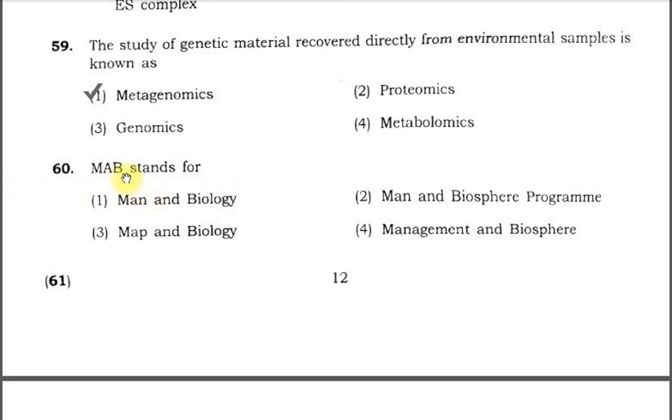Question number 16. MAB stands for. The options are 1, Man and Biology, number 2, Man and Biosphere Program, number 3, Map and Biology, number 4 Management and Biosphere. So here the correct one is option number 2, the Man and Biosphere Program. It is the international program of UNESCO, started in the year 1971, but in India it was started in 1980. So these were the first 60 questions.